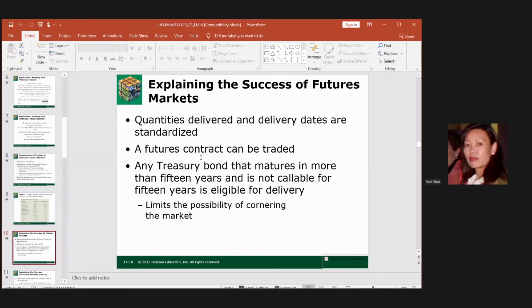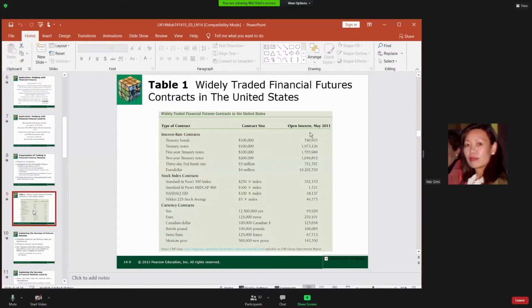Professor, I have a question. Go ahead. Could you go back to the last slide? What does the right column mean when it says open interest May 2011? What does that mean?